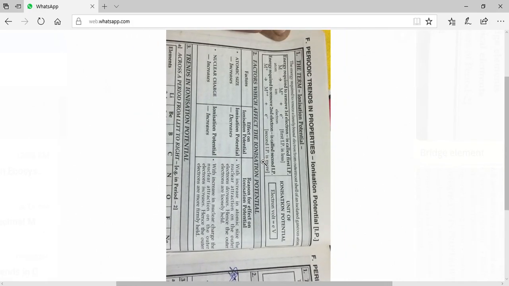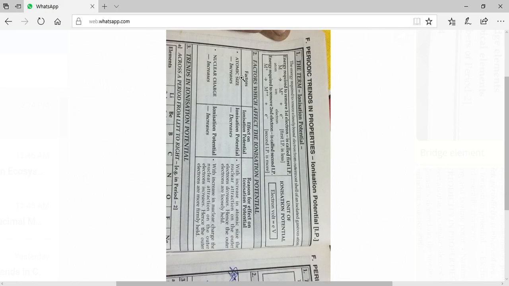Yes, this one's clear, and then they are explaining that. Are you understanding over here? Yes. Okay, then factors which affect the ionization potential. There are two factors which affect ionization potential. First one is your atomic size, and second one is your nuclear charge.